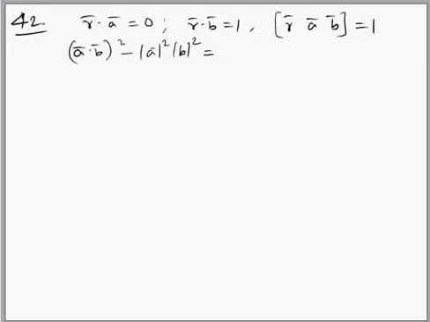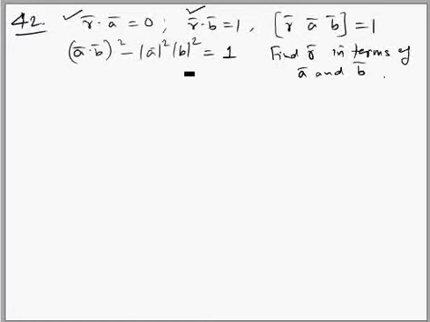This is question number 42, workshop 1 of vectors. It is given that r dot a equals 0, r dot b equals 0, and the scalar triple product of r, a and b is 1. Also given is (a dot b) whole square minus this equals 1. We have to find r in terms of a and b.